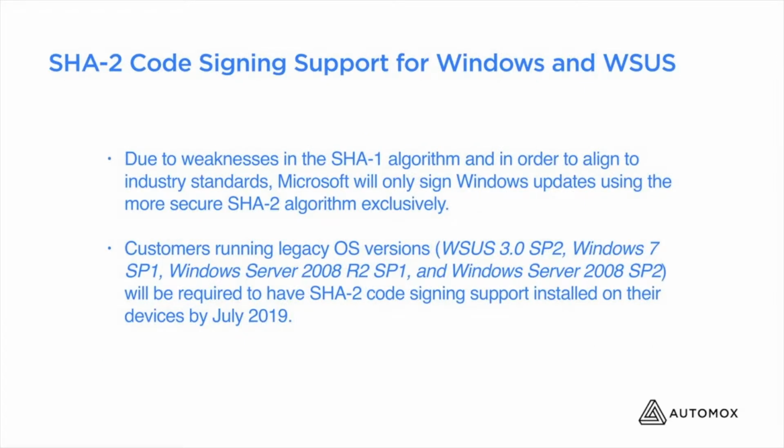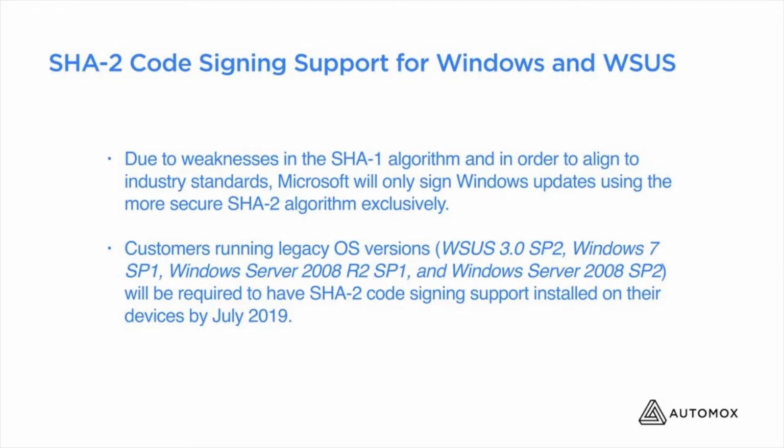So let's move on to SHA-2, the Secure Hashing Algorithm 2 code signing support for Windows and WSUS. This is more of an informational thing, and you need to take some action on this if you are going to be moving out of these legacy OSs that you're running. Right now, due to weaknesses in SHA-1, they're going to start aligning with SHA-2. Microsoft used to use SHA-1 in conjunction with SHA-2, but now they're going to move away from SHA-1 and totally move to SHA-2. With that, you have to make sure that you're doing certain steps and certain standalone updates to make sure that you're fully patched.